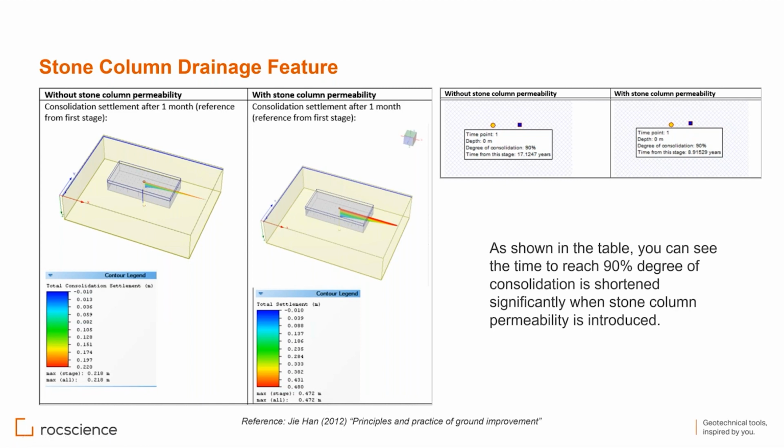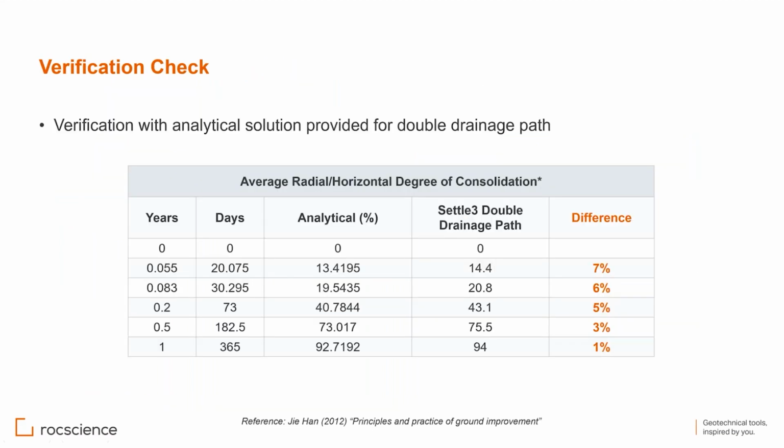So you're looking at 0.218 to 0.472, and if you look at the query point, you will see that to reach 90% of consolidation, it takes around 17 years without the permeability, whereas with the permeability, you're looking at around 9 years. So the time it takes to reach 90% consolidation is shortened significantly when stone column permeability is introduced.